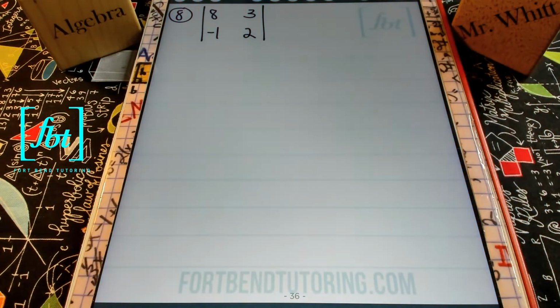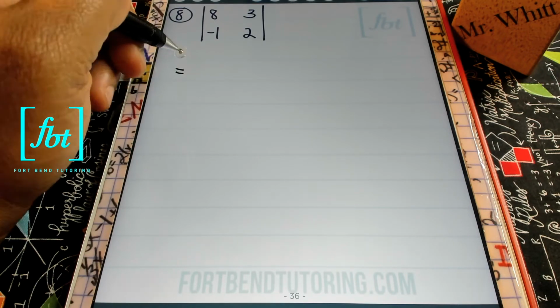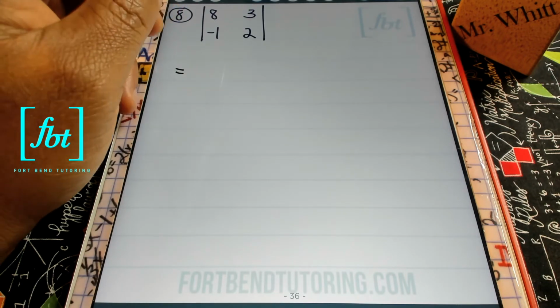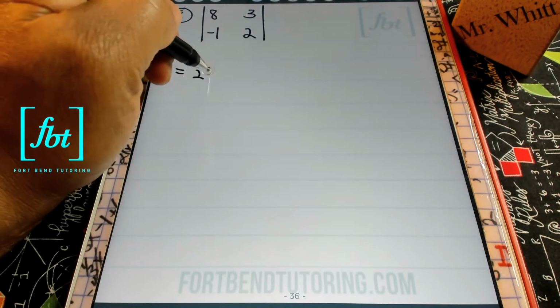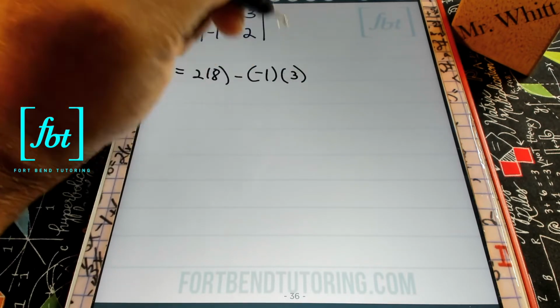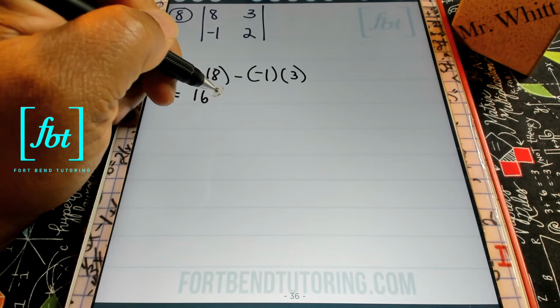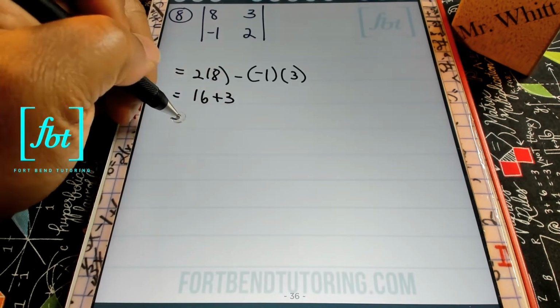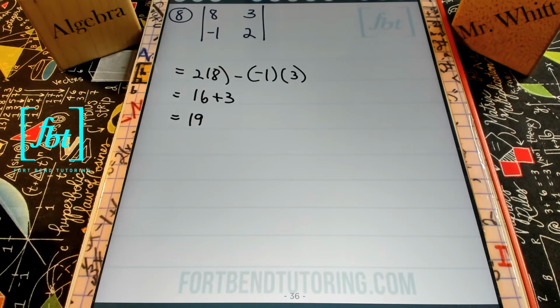We have problem number 8. And in problem number 8, we have a 2x2 matrix. Let us please kill this problem, guys. We have the determinant being the result of multiplying 2 times 8 minus negative 1 times 3. This gives us 16 plus 3, and the answer is 19.